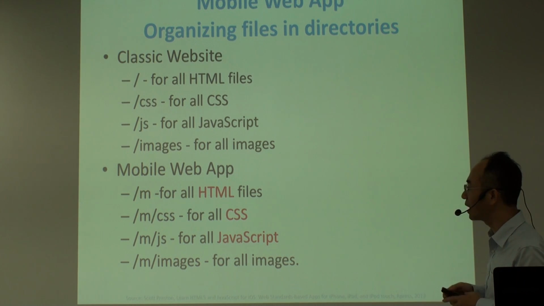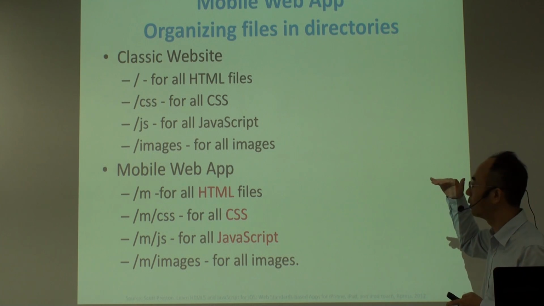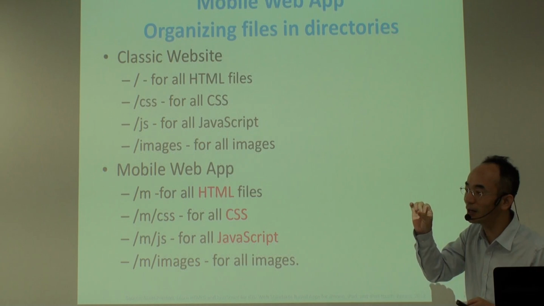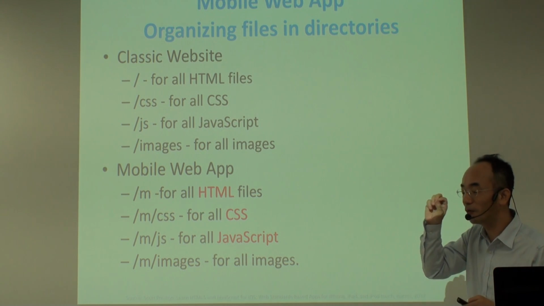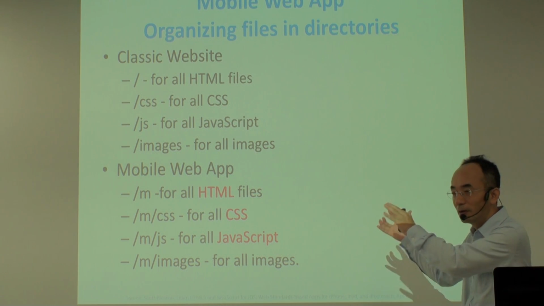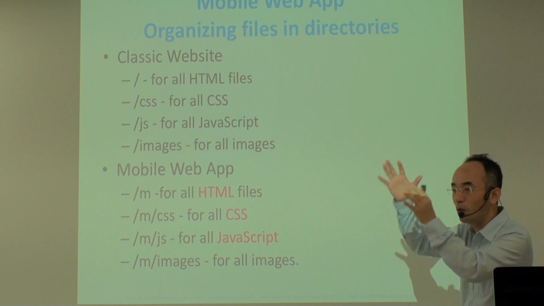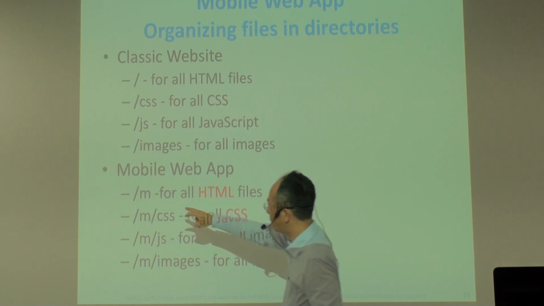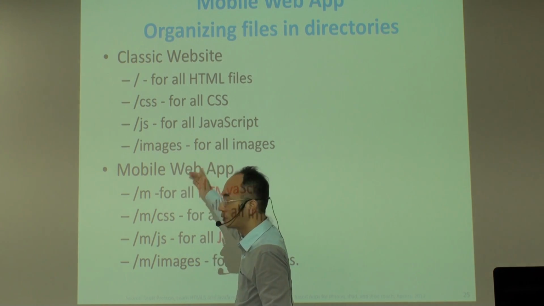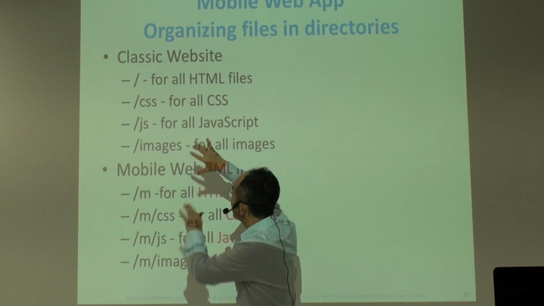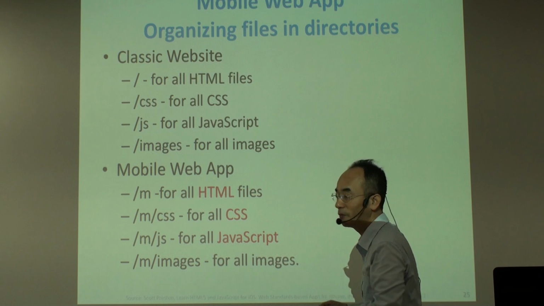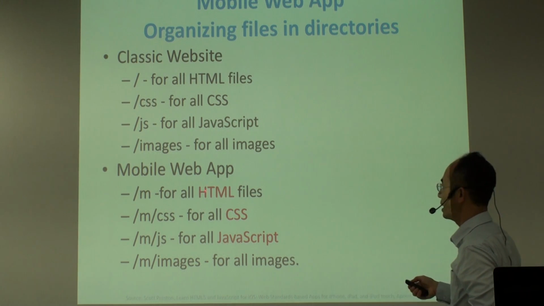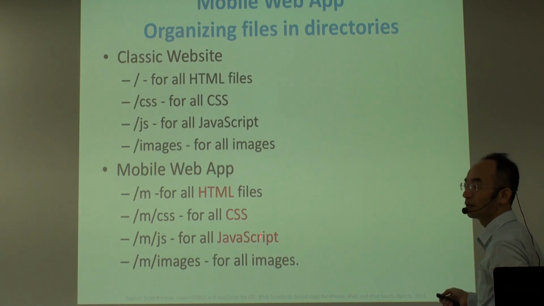However, if you'd like to develop mobile web apps, what you have to do is create an M folder for allocating all the files for your mobile applications. The M stands for mobile. So with the same content, you create a mobile version like this, an M version, for all HTML, CSS, and JavaScript.